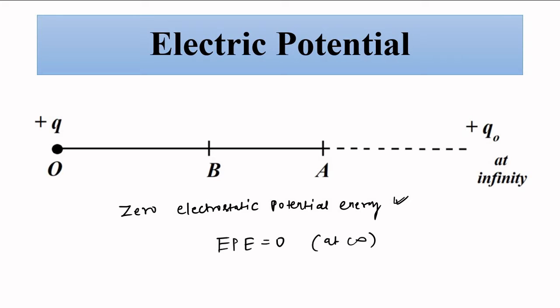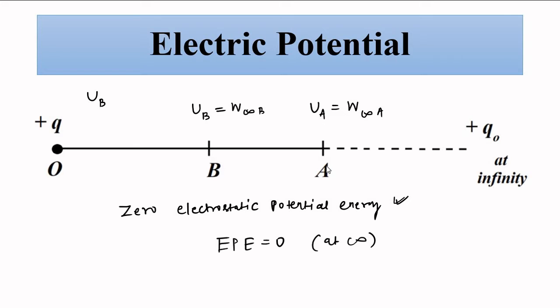Here let us say we have this test charge at infinity, and it is moved to this position A. The potential energy of this test charge at A, let's call it UA, is the work done in moving the test charge from infinity to A. Similarly, the potential energy of this test charge plus Q0 at B is the work done in moving the charge from infinity to B. Now as B is closer to the source charge, to the point O, more work will be done to move the charge to point B than to move it to point A. So obviously UB will be greater than UA.